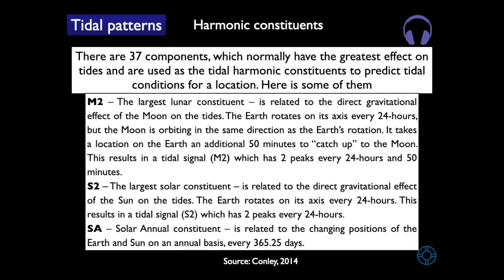Sa is the solar annual constituent. It's related to the changing positions of the Earth and Sun on an annual basis, every 365.25 days.